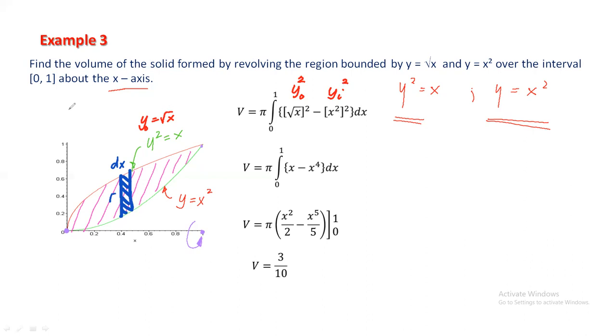Outer radius minus inner radius. If you process this prior to integration, that would be x. If you square this, that would be x to the 4th. Then integrate, that would be x squared over 2. This will be x to the 5th over 5. Your limits are 0 to 1. So just substitute. So your answer is 3 over 10 cubic units.